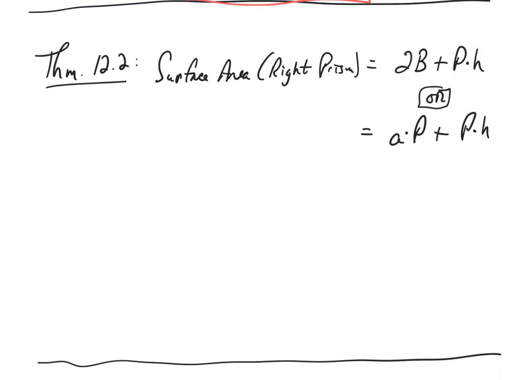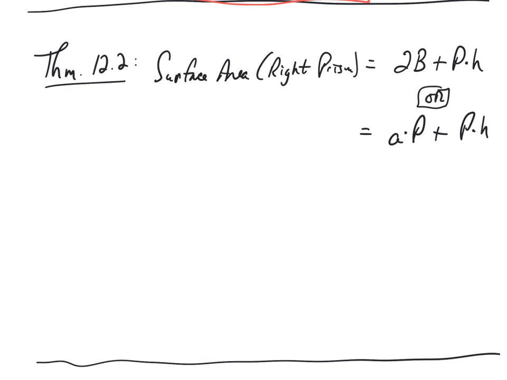So therefore we have 2 theorems. The first one, number 12.2, is the theorem that gives us the surface area of a right prism. And there's 2 versions of it depending on what the base looks like. It either is this, 2 times the base plus the perimeter times h, or 2B plus Ph. And I just have to tell everybody what these are. Capital B represents the area of a base.